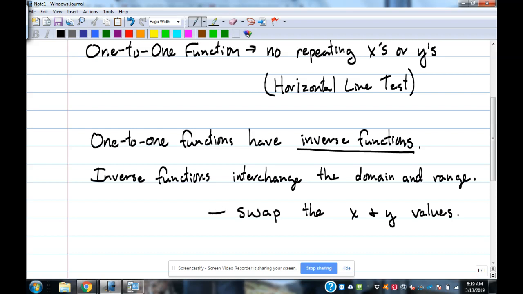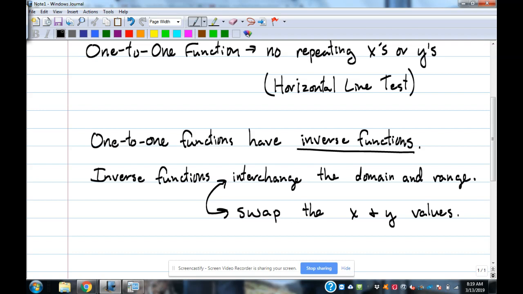So these two statements say the same thing. Interchange the domain and range, you're swapping the x values and the y values out. So the domain of the original function becomes the range of the inverse function. And the range from the original becomes the domain for the inverse. It swaps x and y. That's what you need to know.